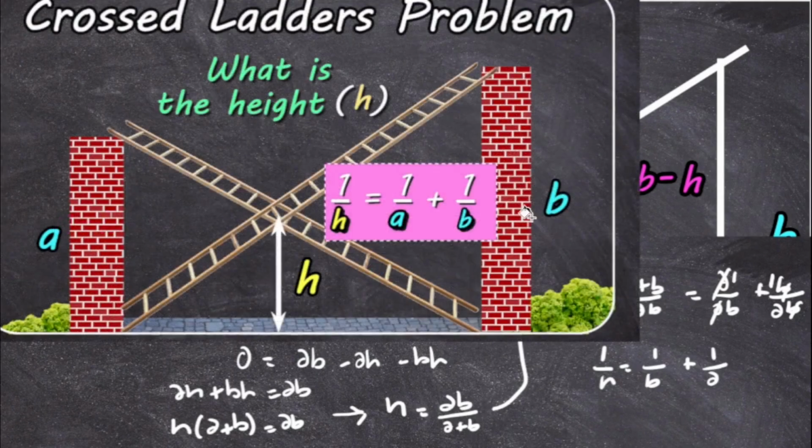And so for the crossed ladders problem, with the two walls of height a and b, we can find the height at which the ladders cross with the equation 1 over h equals 1 over a plus 1 over b.